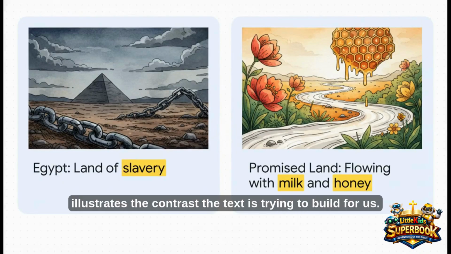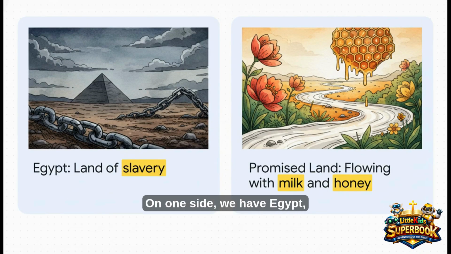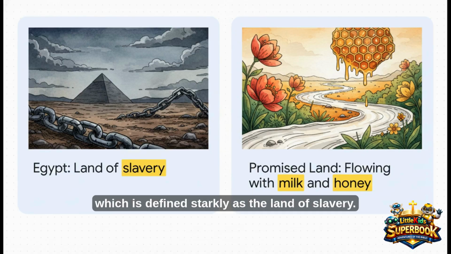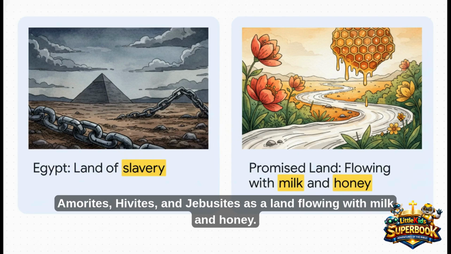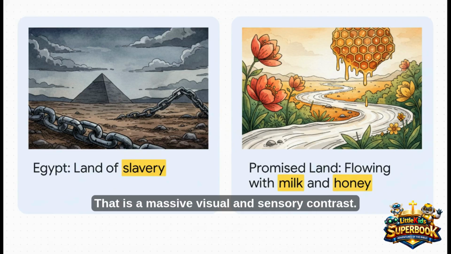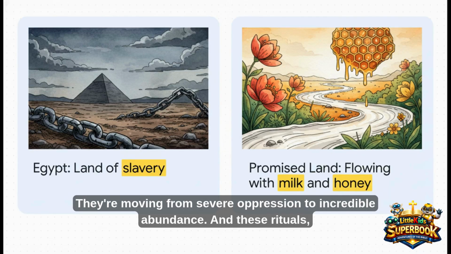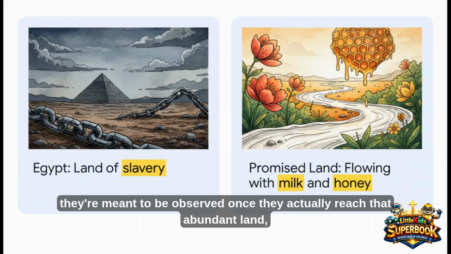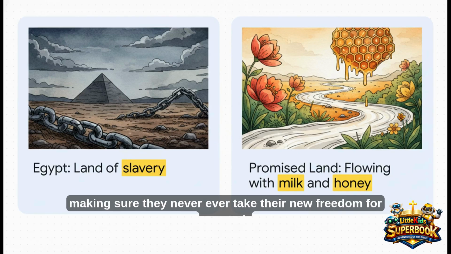And this brilliantly illustrates the contrast the text is trying to build for us. On one side, we have Egypt, which is defined starkly as the land of slavery. But then look at what they're moving toward. The text describes the land of the Canaanites, Hittites, Amorites, Hivites, and Jebusites as a land flowing with milk and honey. That is a massive visual and sensory contrast. They're moving from severe oppression to incredible abundance. And these rituals are meant to be observed once they actually reach that abundant land, making sure they never ever take their new freedom for granted.